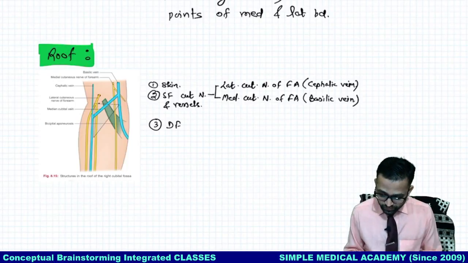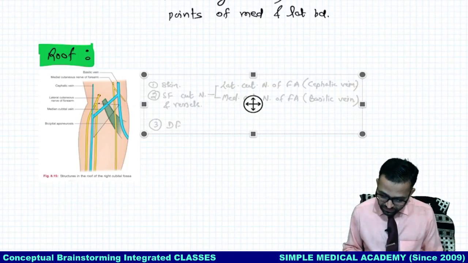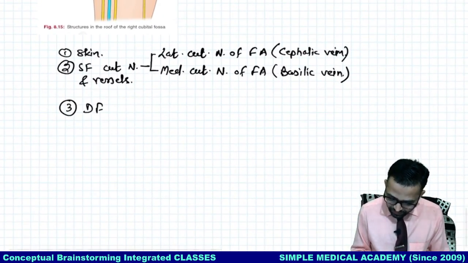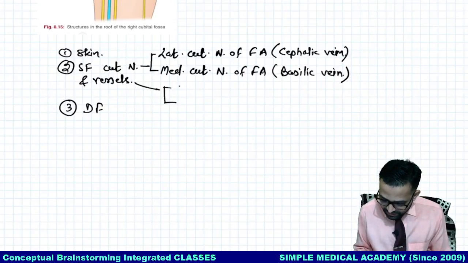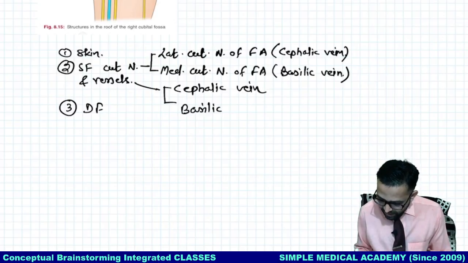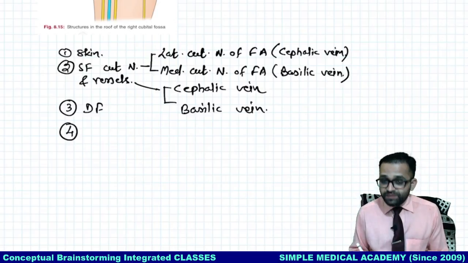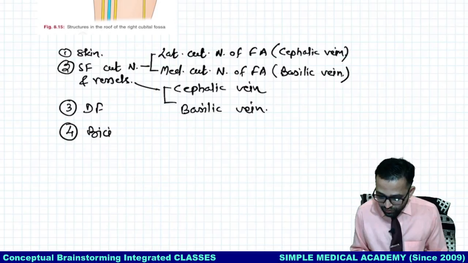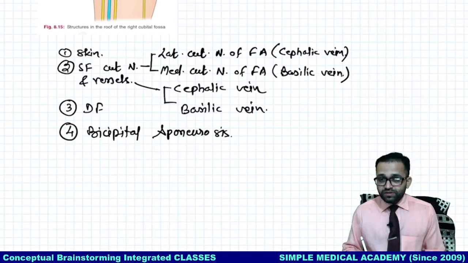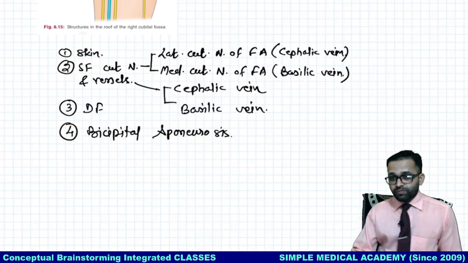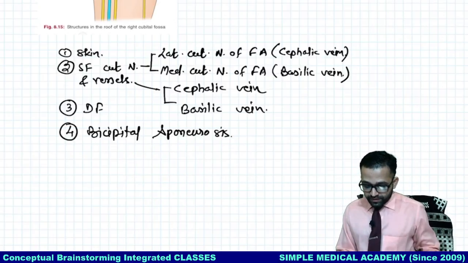Okay. So these are the things. And which vessels are there? So definitely you can say there is the cephalic vein as well as the basilic vein, and the deep fascia is there. Along with the deep fascia, there is our bicipital aponeurosis, which merges with the deep fascia, the intermuscular septa, and also it is attached to the posterior border of the ulna. Okay, fine. So these are the different things.